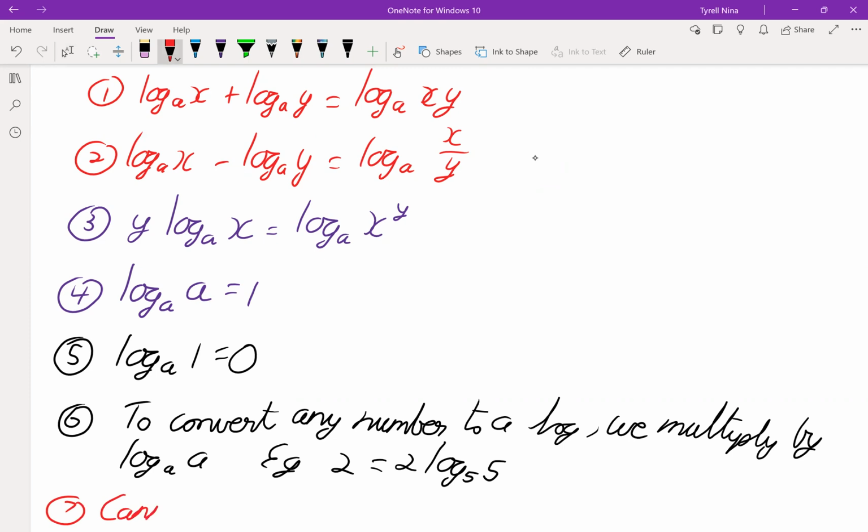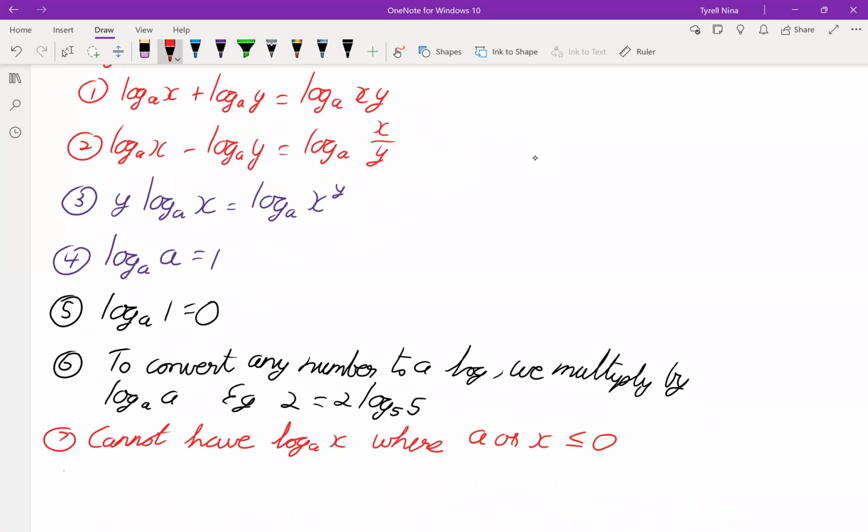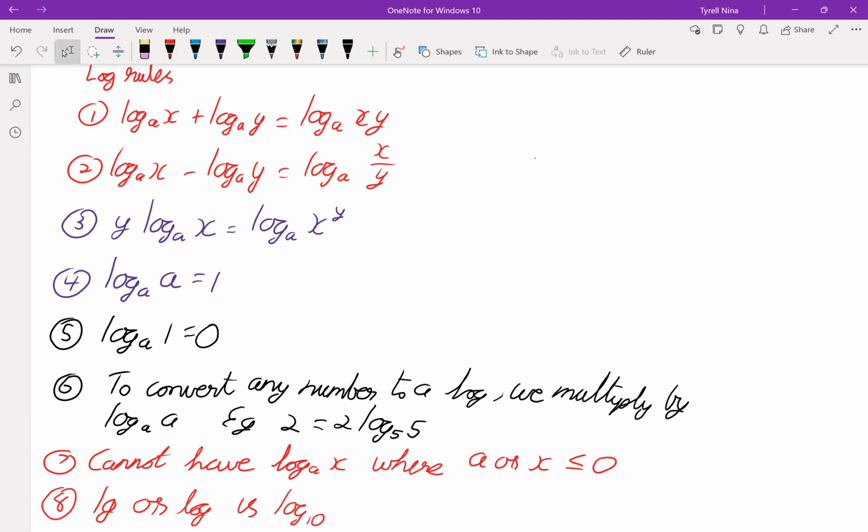7. You cannot have log a of x, where a or x is less than or equal to 0. So you cannot have log of 0, you cannot have log of -1, and so on. 8. lg, or log without a base, is log to base 10. Then these are the only rules you really need.